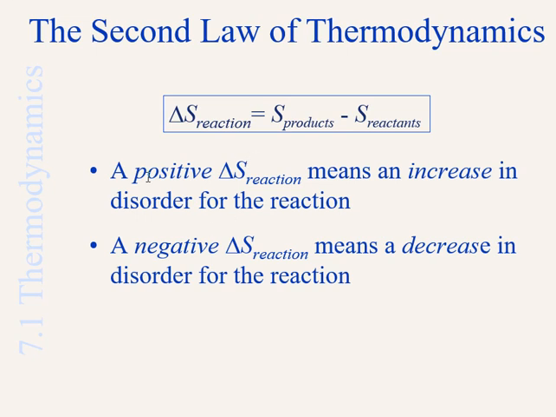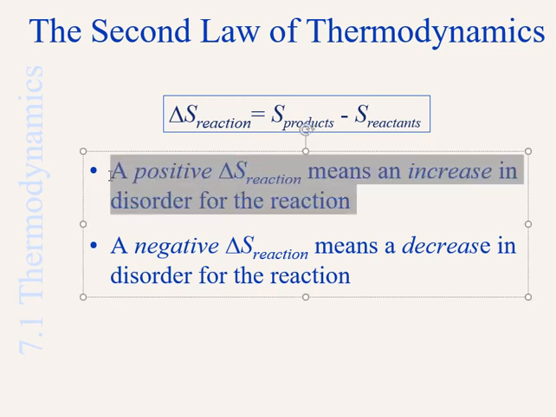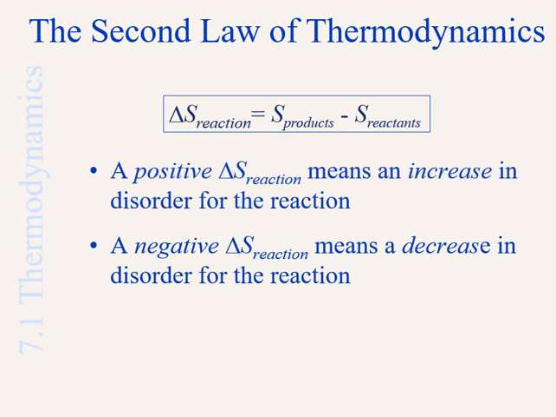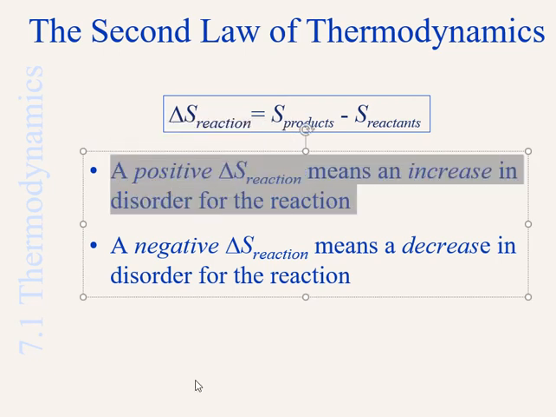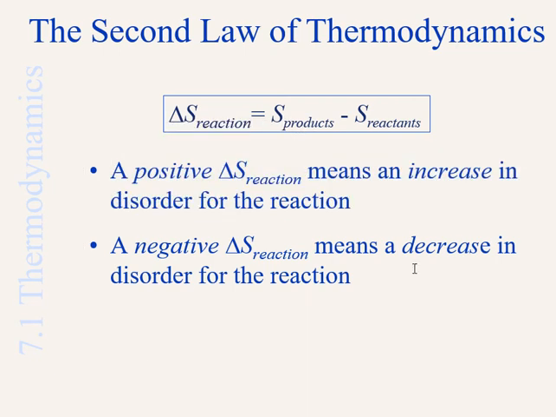Okay? So delta S, if it is positive, means there was an increase in the disorder from the reaction. When the reaction took place and the reactants turned into products, if delta S was positive, that means there was greater disorder now in the product state than in the original reactant state. But if the delta S is negative, that means there was a decrease in the disorder.